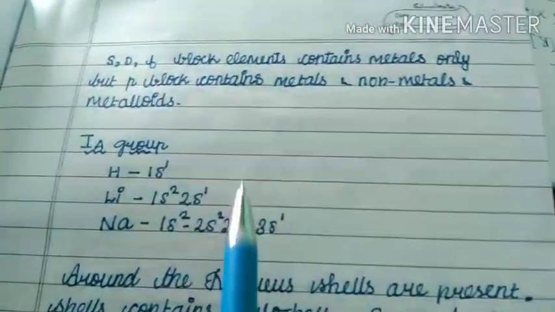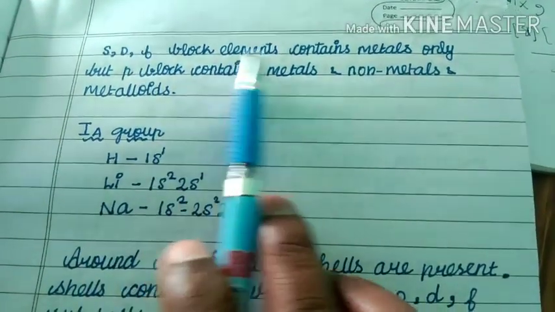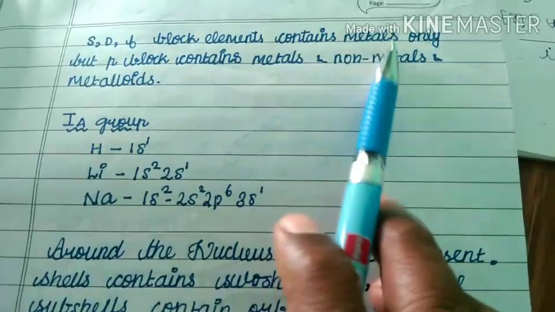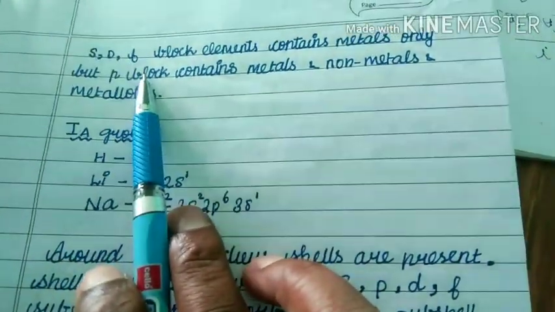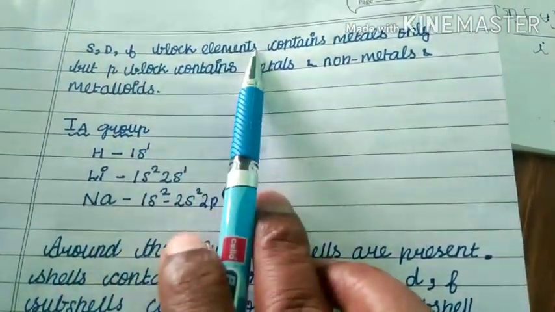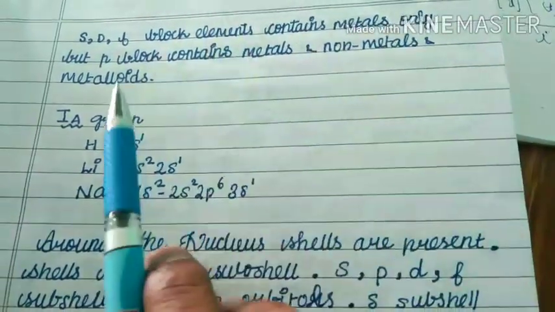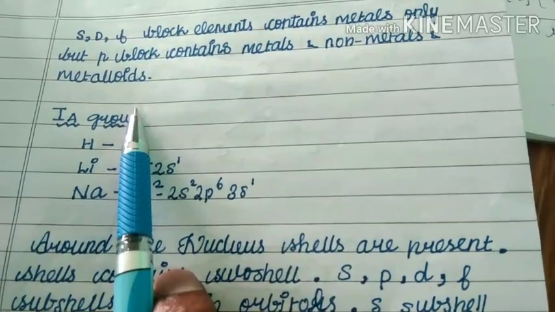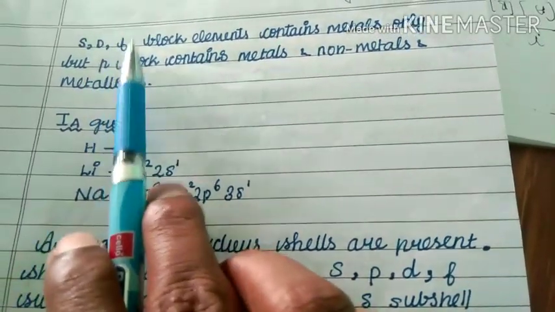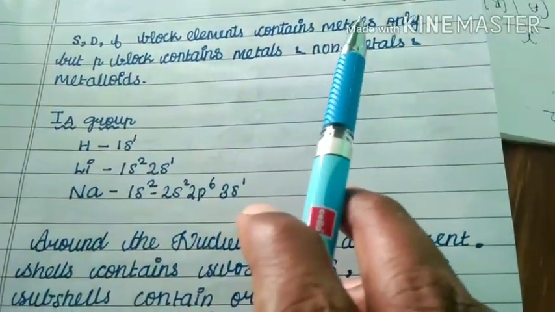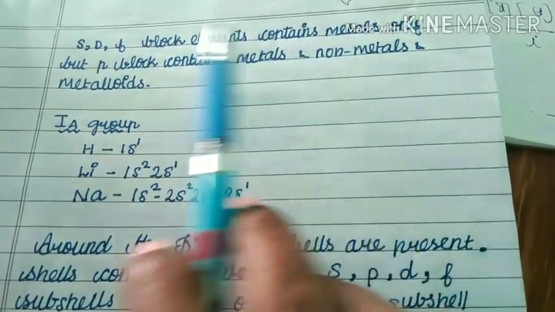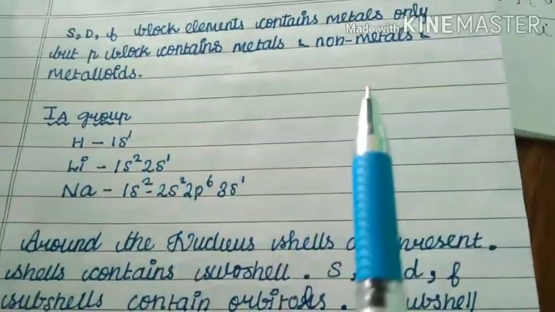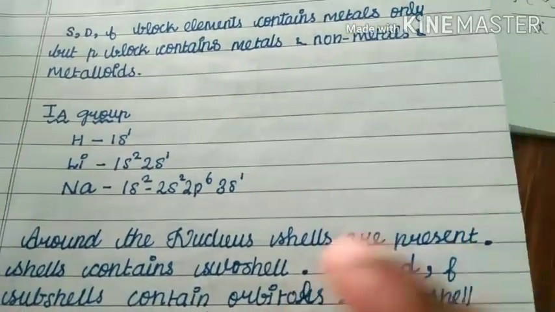S, D, F block contains metals only. S block, D block, F block, and SDF, not P. SDF block contains metals only, but P block contains metals, non-metals, and metalloids. That means most of the elements are metals.